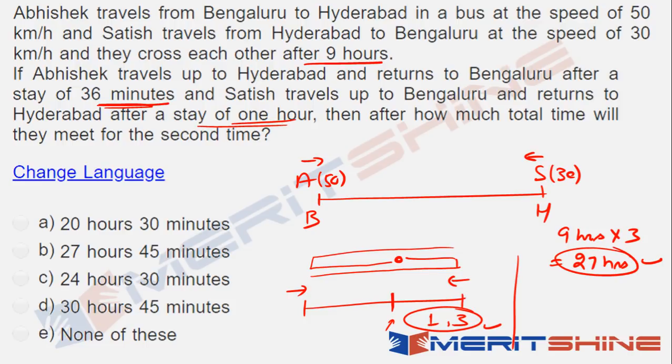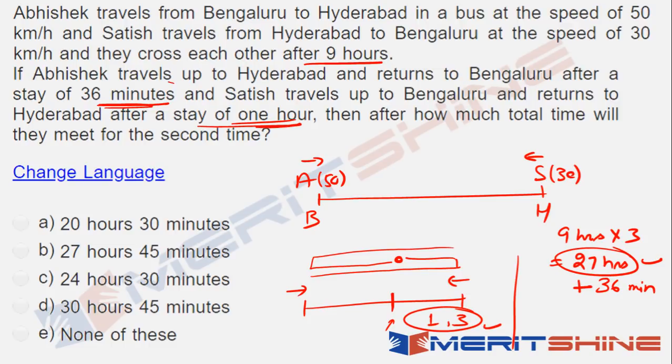This guy stayed for 36 minutes. So had both of them stayed back for 36 minutes, after how many minutes from the start would the second meeting, while returning, have happened? 27 hours plus 36 minutes. But no, this is not the case. The second guy, Satish, stayed back for 1 hour.